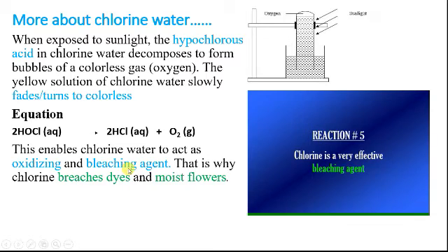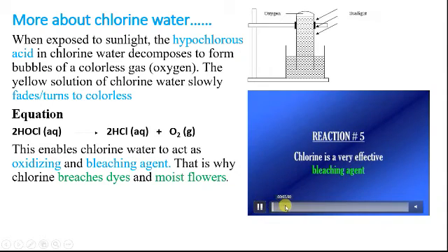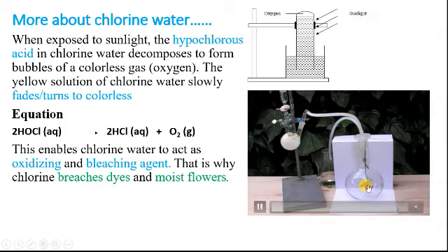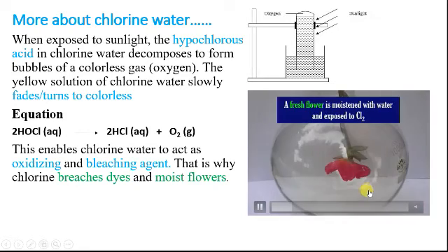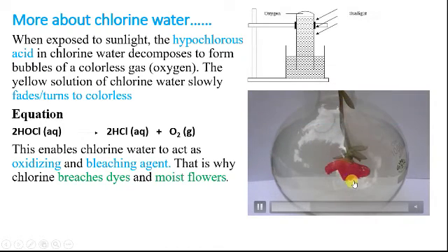oxidation. And when hypochlorous acid in chlorine water decomposes to give its oxygen away, this oxygen is taken up by the dyes or the moist flowers, and then they lose their color and they become white or colorless, and therefore we say that the flower has been bleached or the dye has been bleached. For example, as you can see here in this video, we are having our purple flower here, and we have prepared the chlorine gas which is coming in this flask where we have put our purple moist flower.